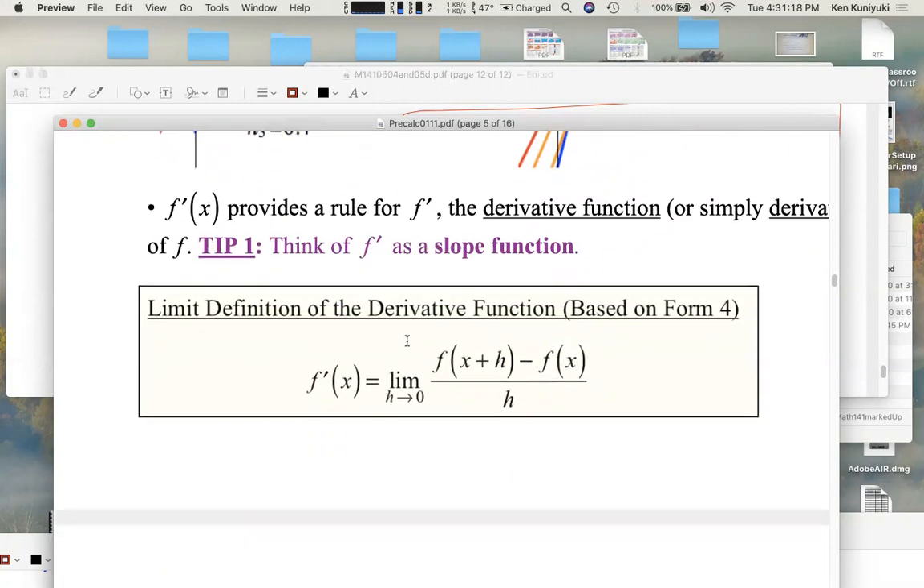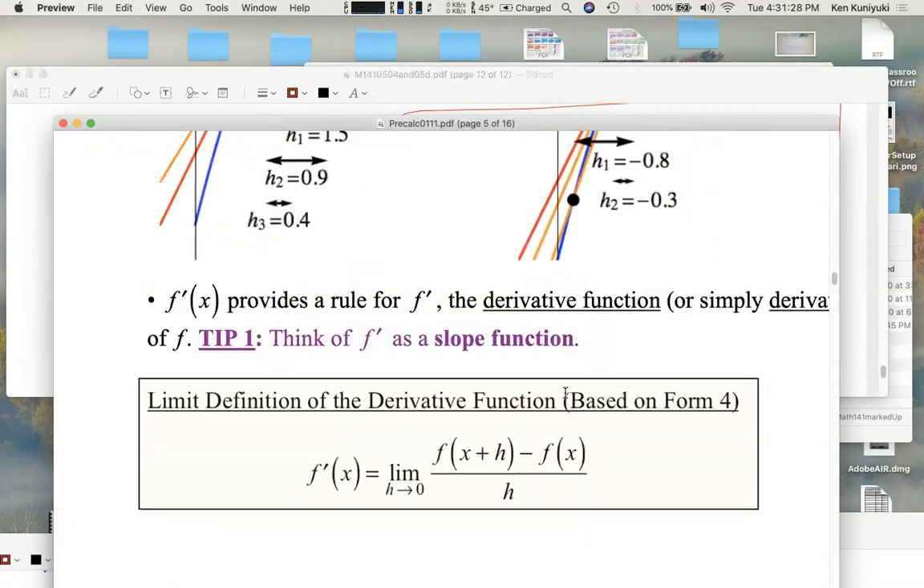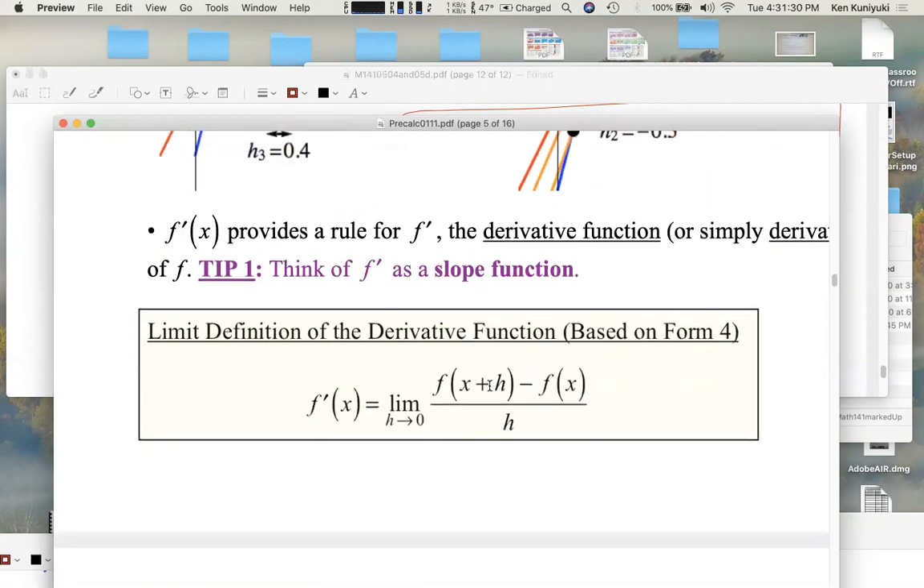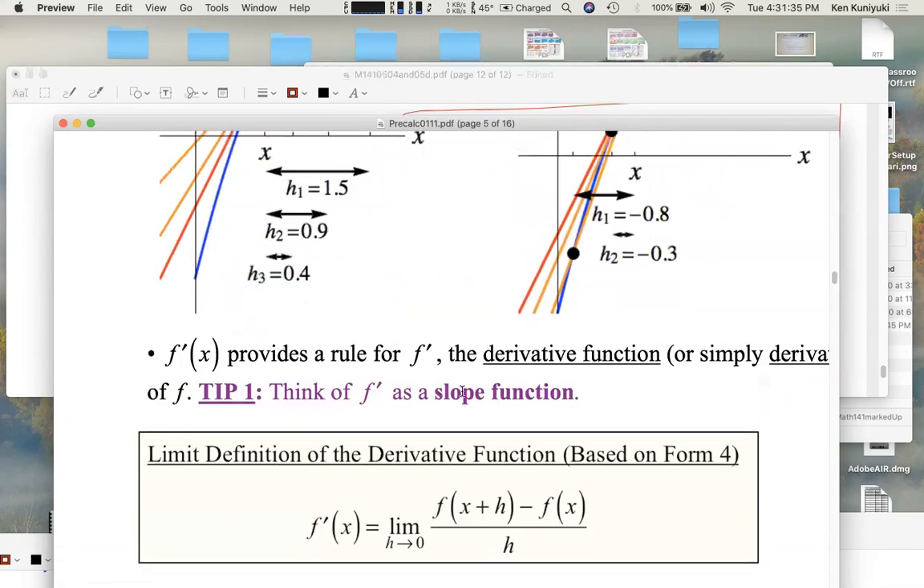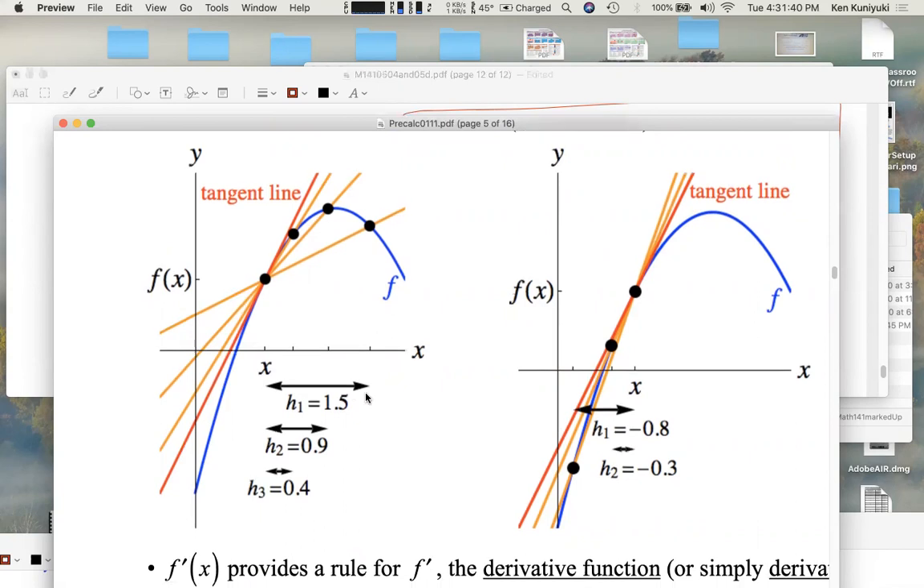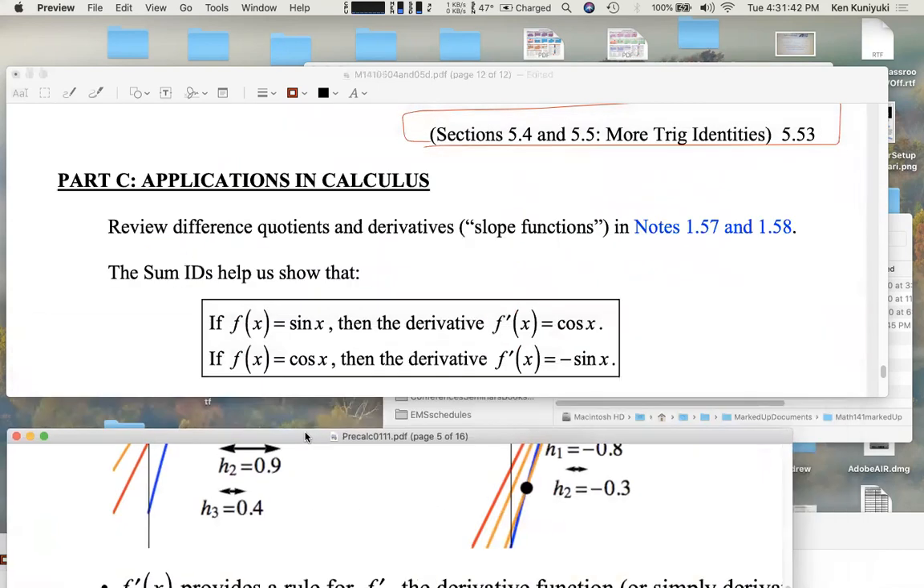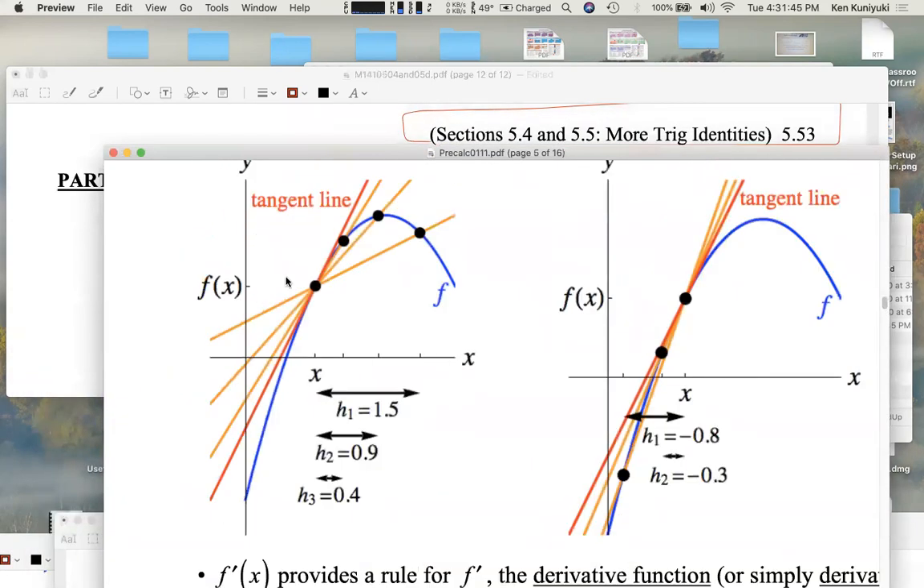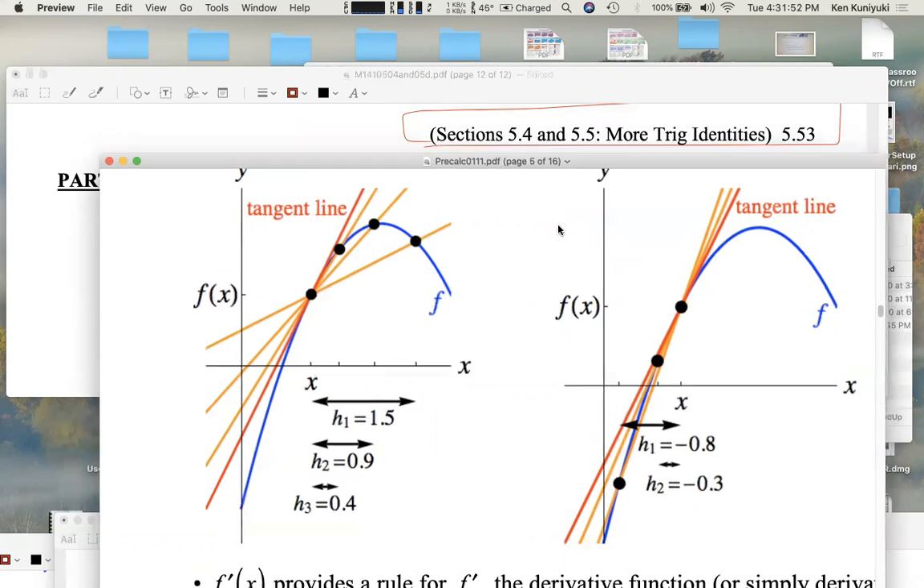And here's the limit definition of the derivative function. You'll see this in calculus. f prime of x, the derivative function rule, is the limit of this difference quotient, the slopes of these orange secant lines, as h approaches 0. If this approaches a number, that's the slope of this red tangent line, the derivative of the function at x. So basically, it's a slope function. The slope of the tangent line, the derivative at x, is kind of like the slope of the curve at this value of x.